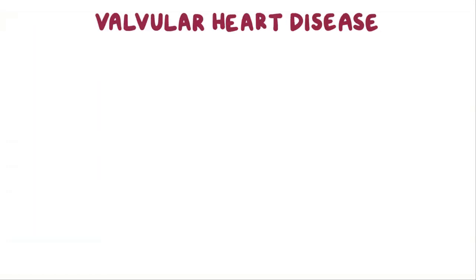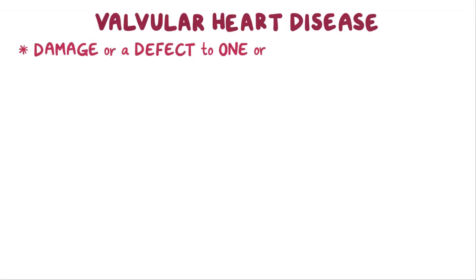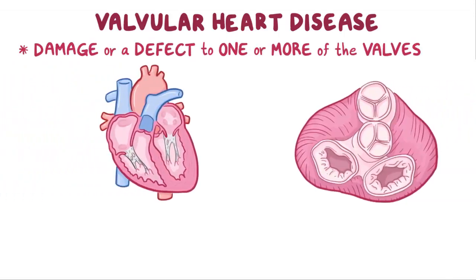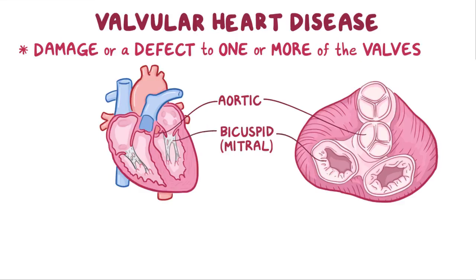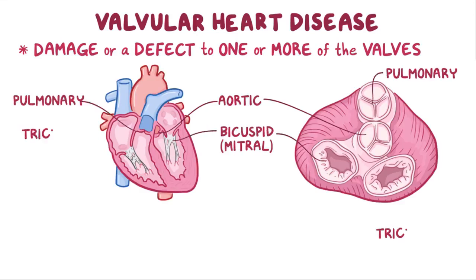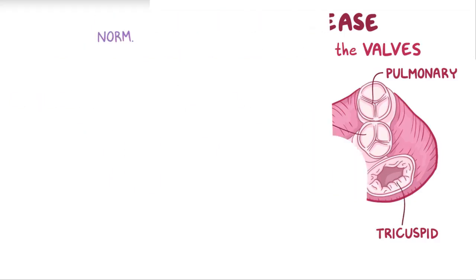Valvular heart disease involves damage or a defect in one or more of the four valves of the heart. So, the aortic and bicuspid or mitral valves on the left side of the heart, and the pulmonary and tricuspid valves on the right side of the heart. Normally, the valvular leaflets are very thin, and when the cusps close, they're perfectly opposed.